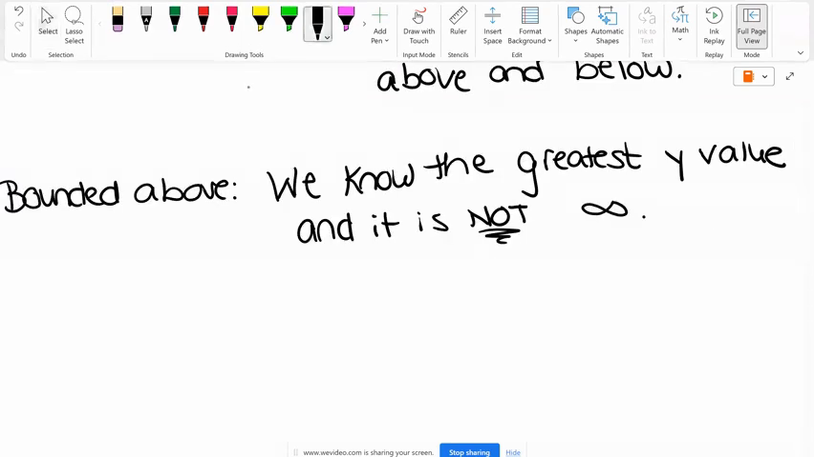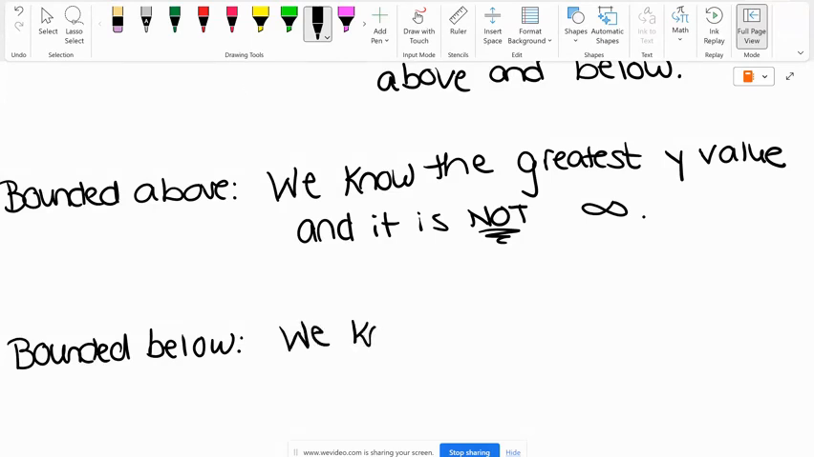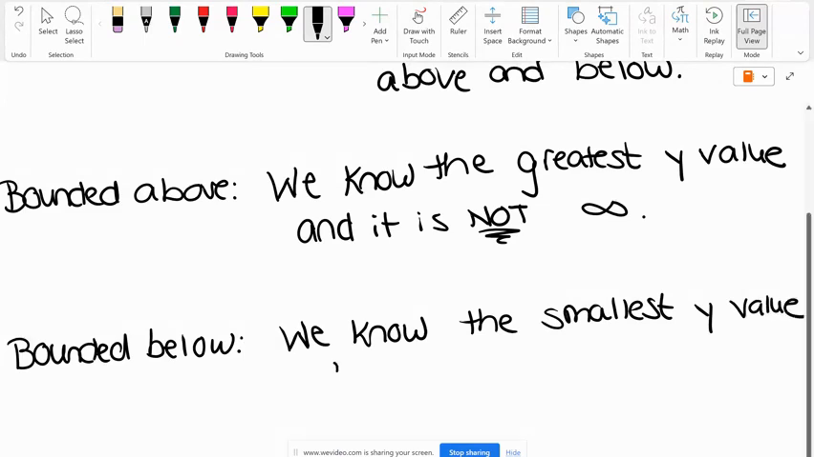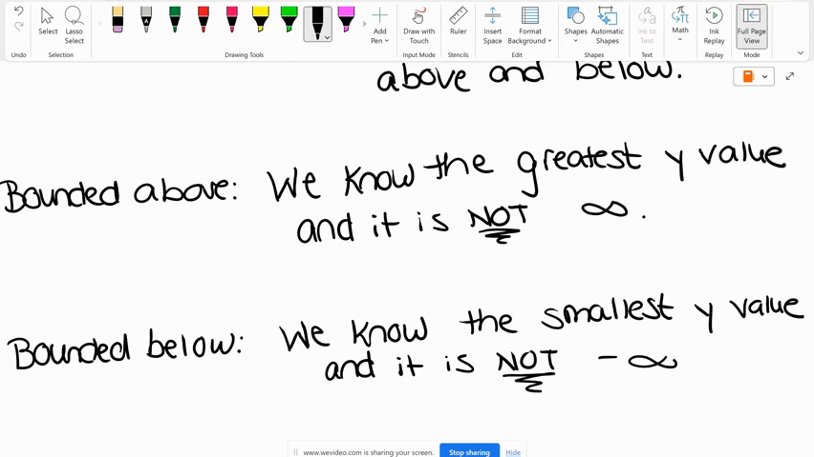All right, now let's talk about bounded below. It is considered bounded below when we know the smallest y value and it is not negative infinity.